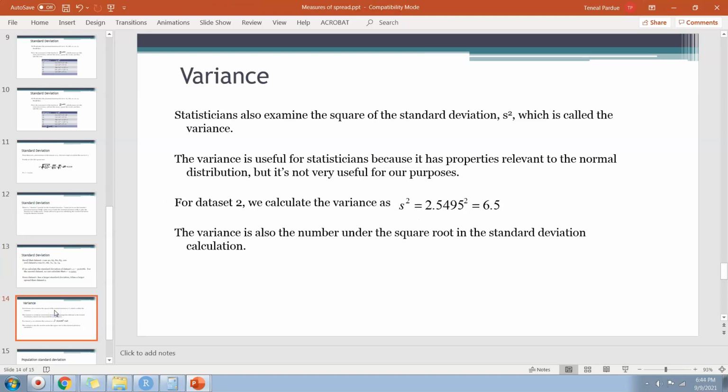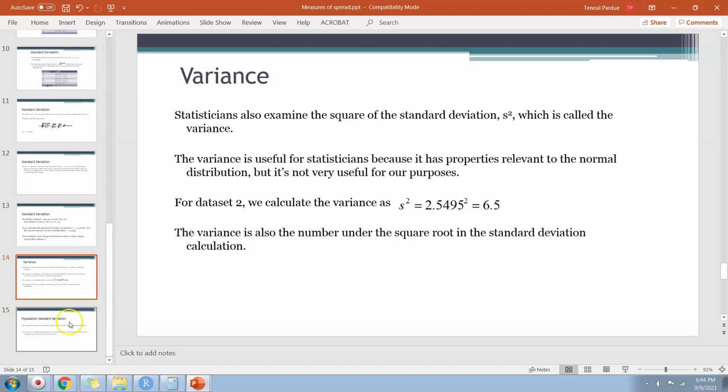Let's look briefly at the variance. The variance is just the standard deviation squared. Statisticians use it because of the normal distribution, but for us it's not all that useful. We like the standard deviation because it's in the same units as the data. So if your data is in seconds, then so is the standard deviation. But the variance would be in seconds squared, so it's a little harder to interpret.